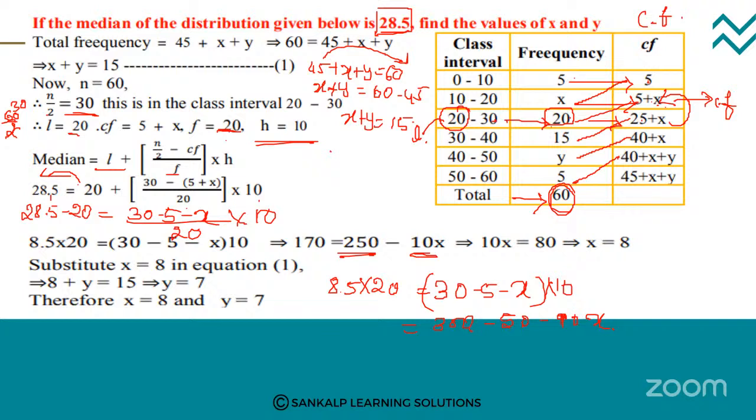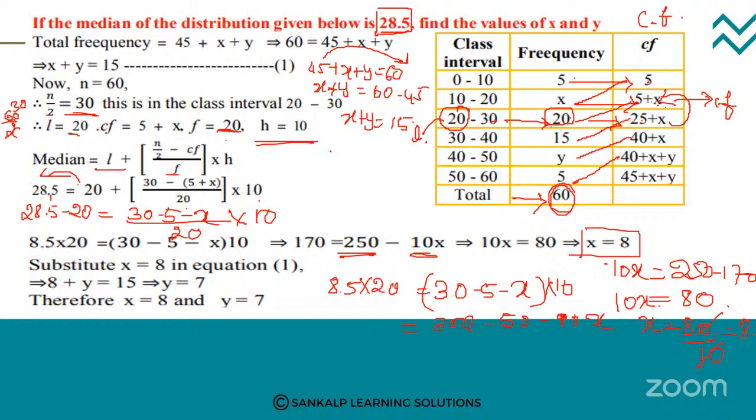Now transfer this 10X to this side and 170 to the other side. Minus 10X is there; if you bring it to this side, it will be plus 10X, then 250 minus 170, that is 80. So 10X is equal to 80. X is equal to 80 divided by 10. 0 and 0 will get cancelled. Therefore, X value is 8 here. So this is the value of X.